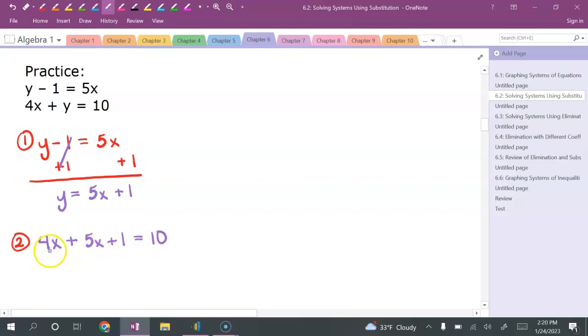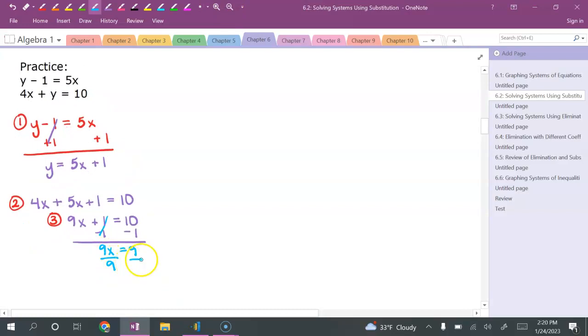Then I combine, so 4x plus 5x is 9x, plus 1 equals 10. This is really getting into step 3 because I'm solving for x now. I subtract 1. So I got 9x equals 9. Then I divided by 9, and I got x equals 1. So there's part of my answer.